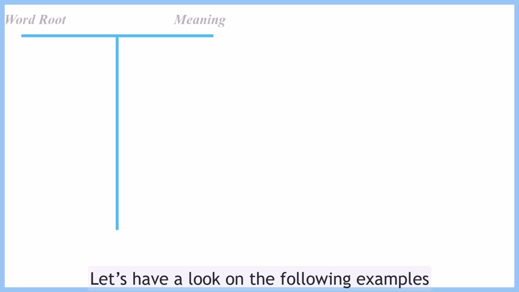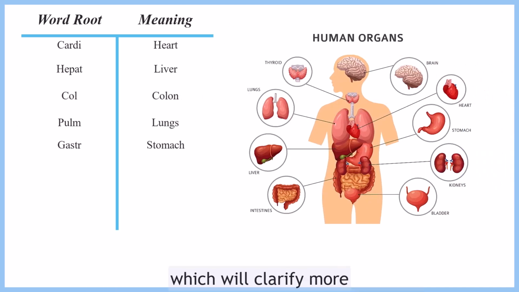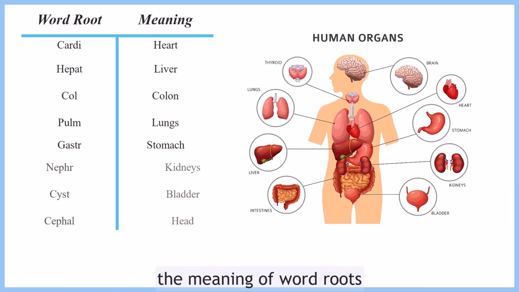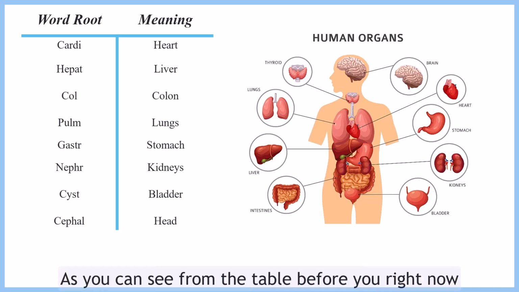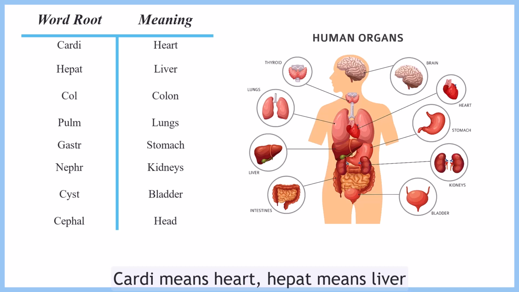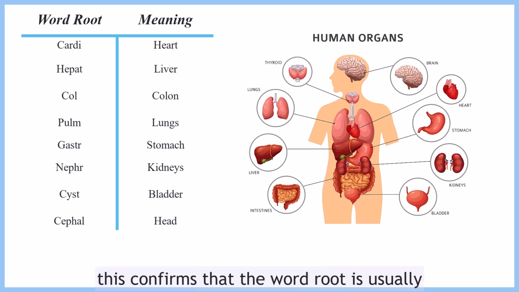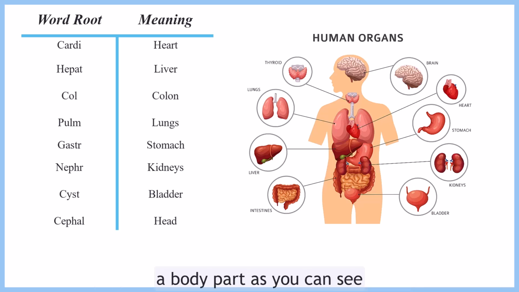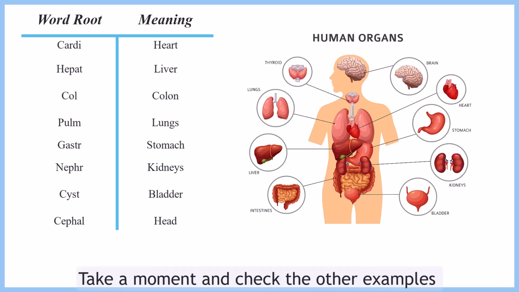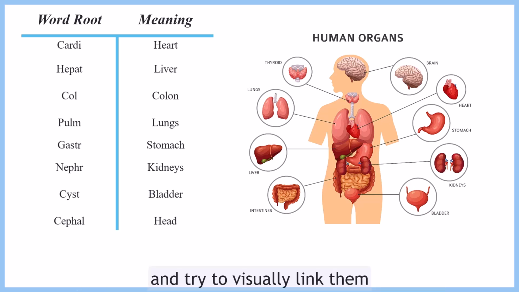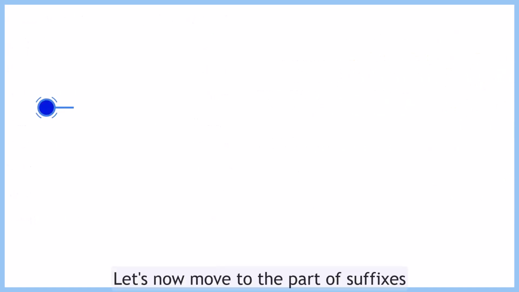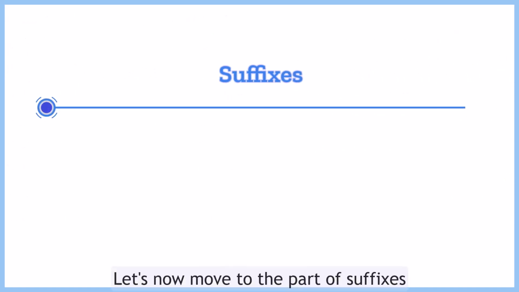Let's have a look at the following examples, which will clarify more the meaning of word roots. As you can see from the table before you right now, cardi means heart, hepat means liver, colon. This confirms that the word root is usually a body part, as you can see. Take a moment and check the other examples and try to visually link them with this photo of some body organs. Let's now move to the part of suffixes.